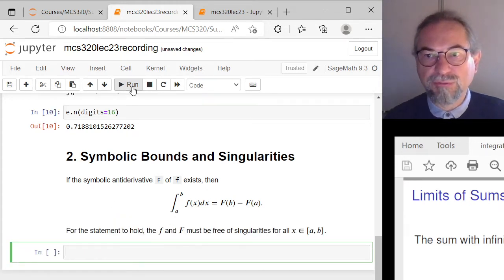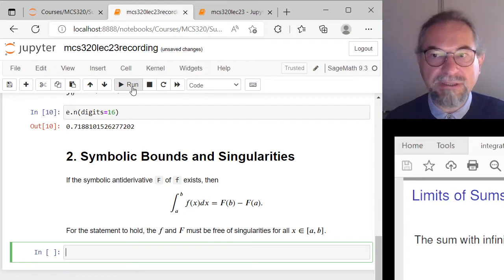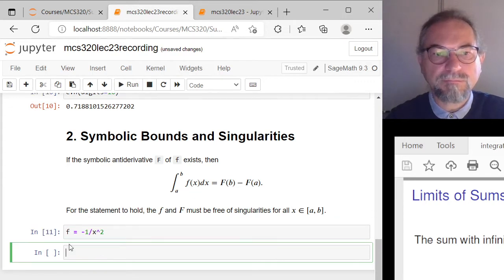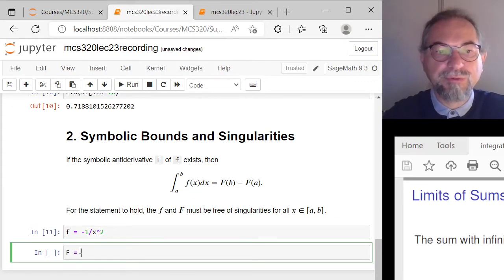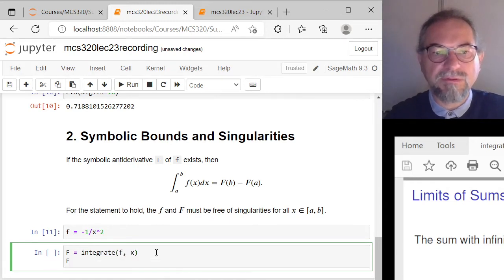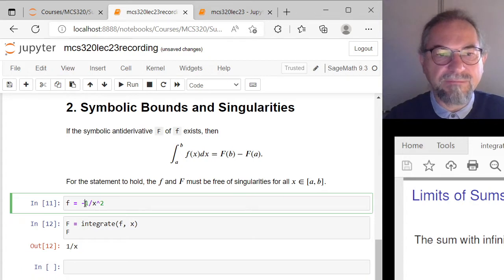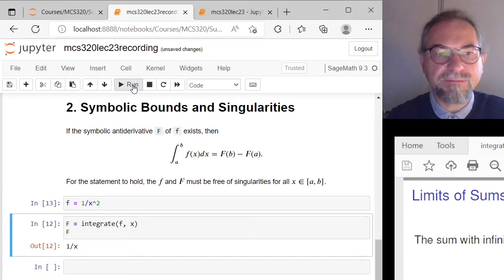So in order to make the point here, I will construct a function that has singularities. So consider 1 over x squared. Then we can compute the antiderivative by integrating. So that's my capital F. And actually, why do I take a negative? I should have taken a positive.